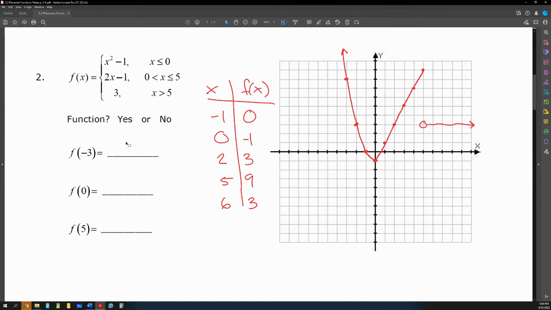Okay, let's go ahead and evaluate. Well, this is a function. So does this pass the vertical line test? It sure does. So this is a function.